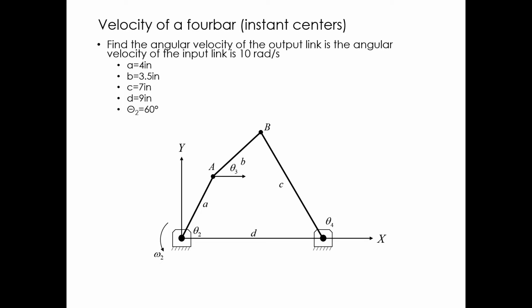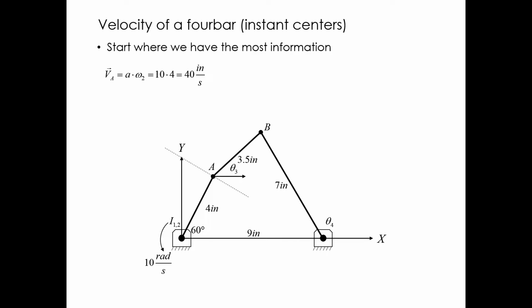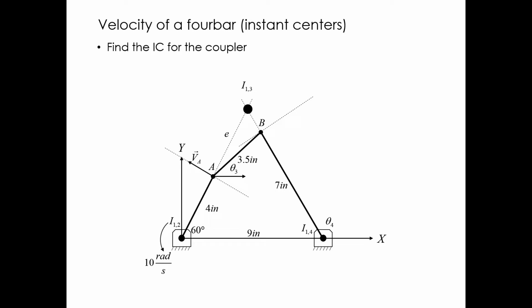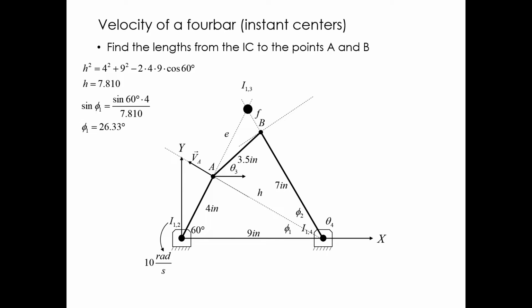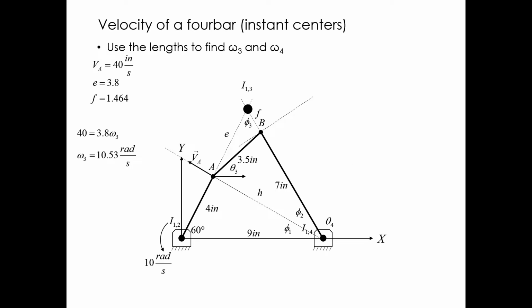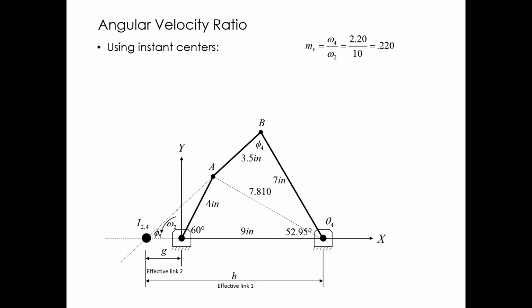Alright, velocity analysis for a 4-bar using instant center method. There's a lot of slides here, but what you really need to know for instant center for a 4-bar is skip all of this and this slide right here. All you need to do velocity analysis for a 4-bar using instant centers is use IC24, find it, which all you do is extend the coupler and the ground, and that will tell you where it is.